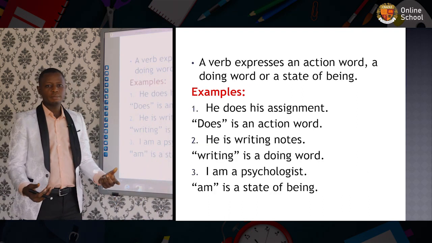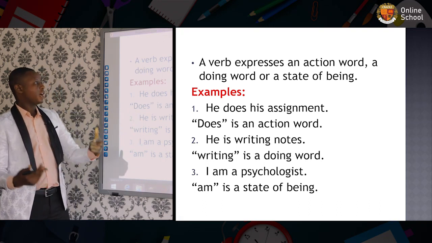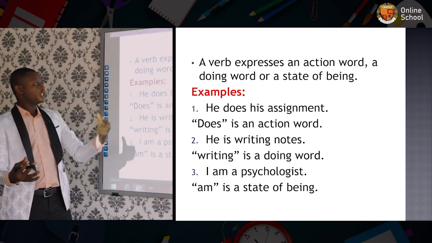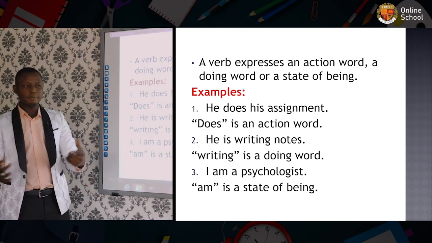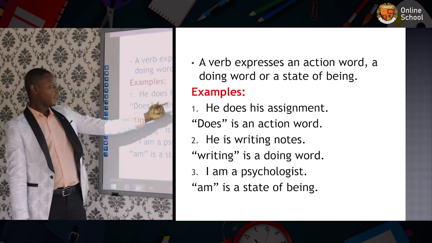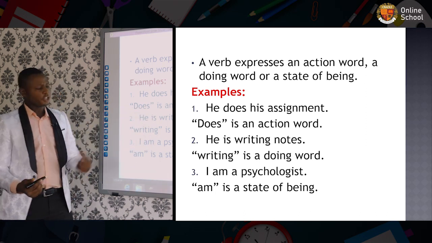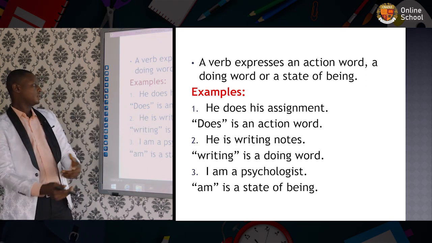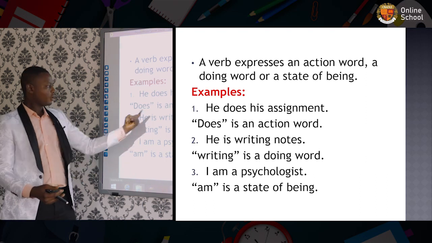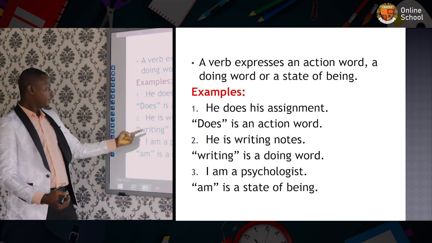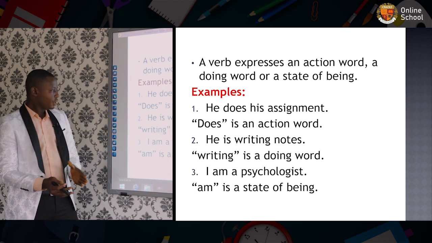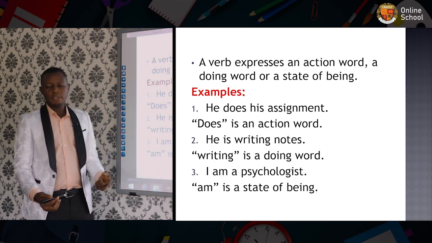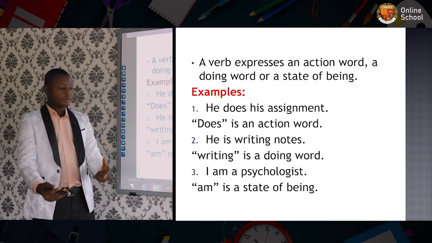Now, what is a verb? A verb expresses an action word, a doing word, or a state of being. For example, he does his assignment. Does here is an action word, isn't it? He is writing notes. Writing here is a doing word, isn't it?